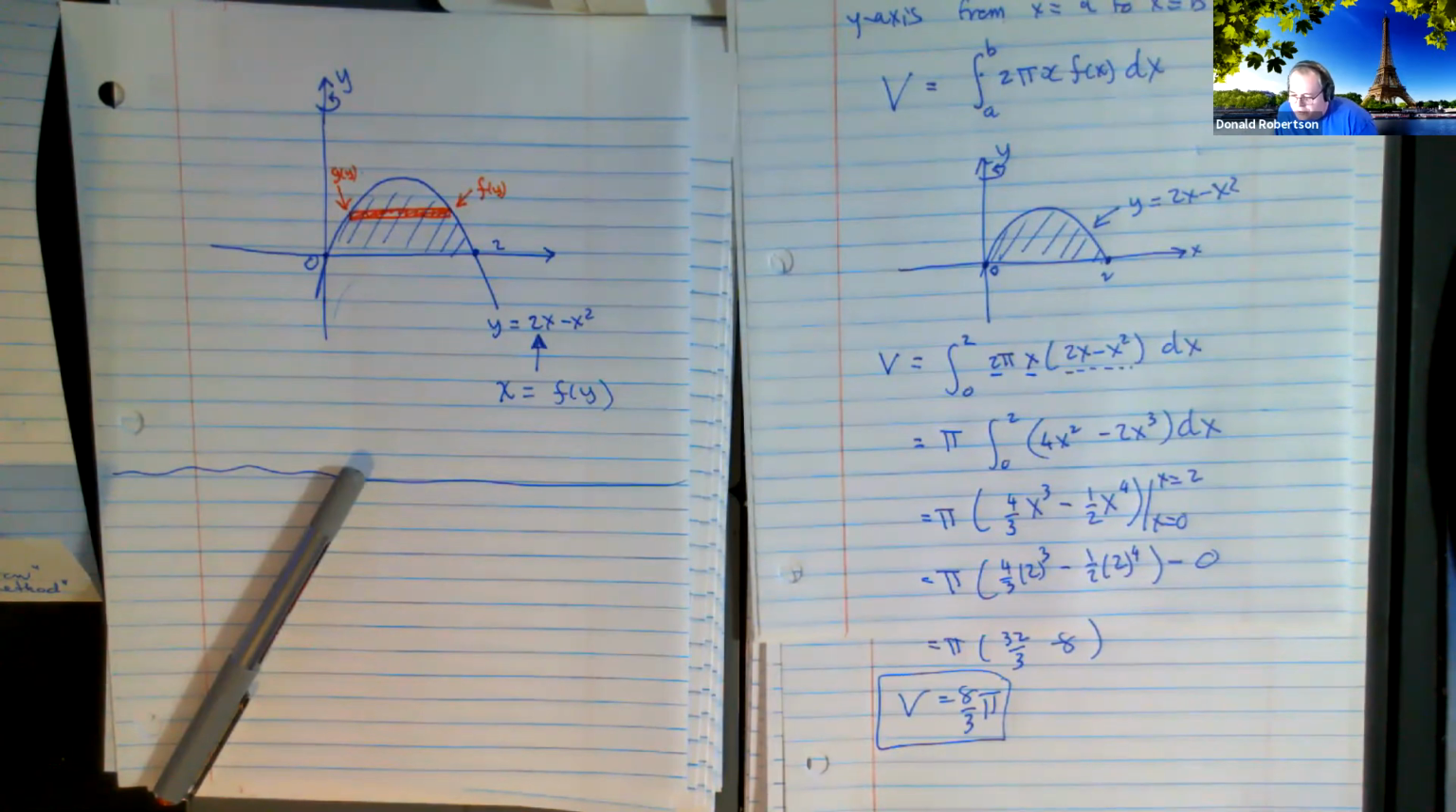2, 4, 8, 32, that looks good. 2, 4, 8, 16, half of 16 is 8, 24, 6, 8. I'm pretty sure that's correct.